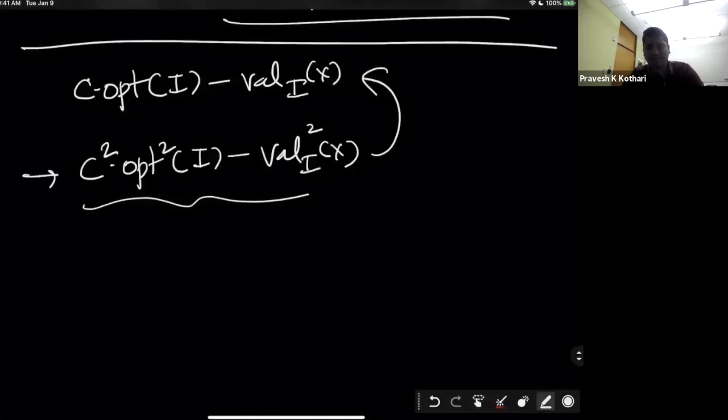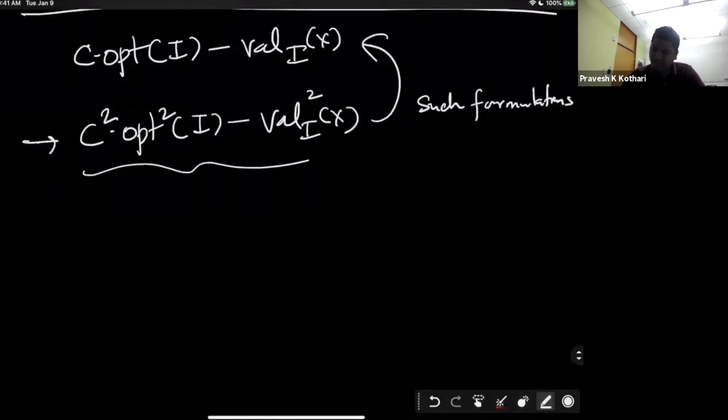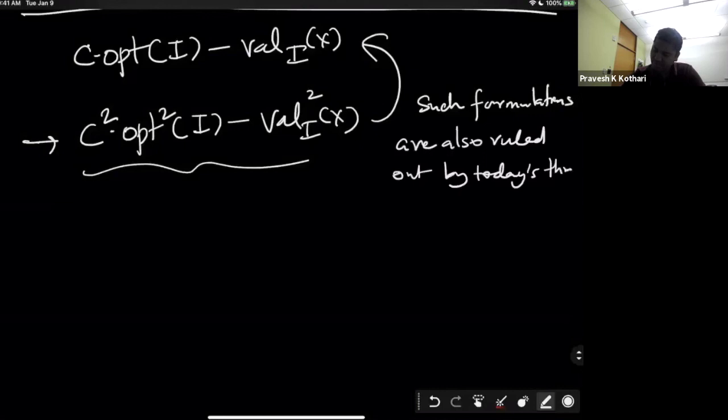ruled out all formulations. Why not? Maybe state it this way: such formulations are actually ruled out. Our theorem from today says that not only is C opt I minus val I not a low degree sum of squares, but in fact this other function is also not a low degree sum of squares. It is ruled out by today's theorem. But I'm saying that you can't be completely general in what you expect to prove here.